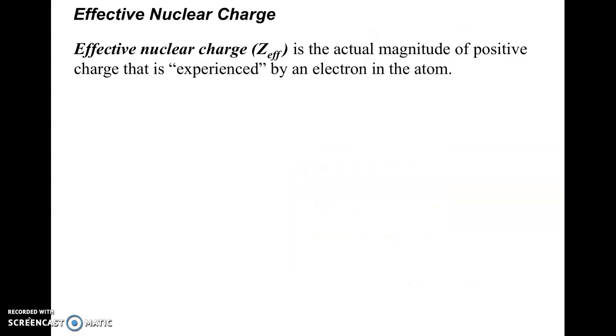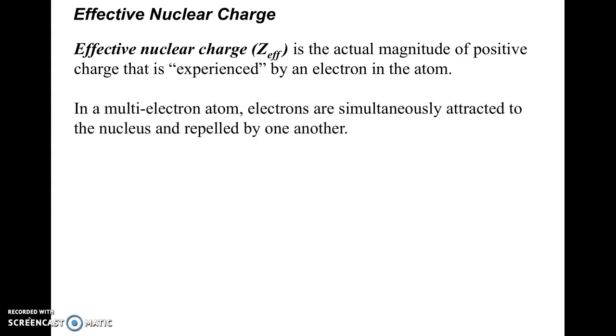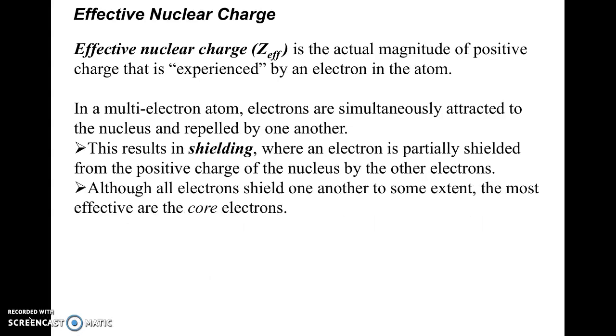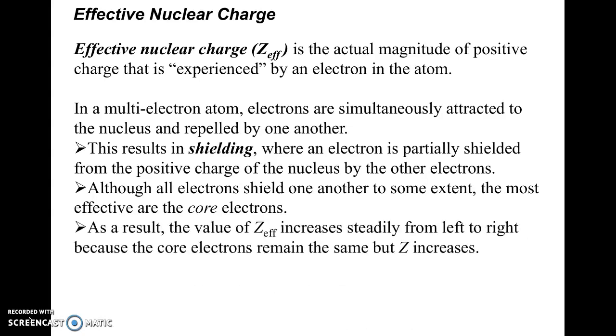So first off, we're going to talk about the effective nuclear charge, and that's actually the positive charge that any electron sees in an atom. So if you have an atom or an element with multiple electrons, they are simultaneously attracted to the nucleus and repelled by one another. The result is that there is shielding. So electrons that are closer to the nucleus sort of cover up part of the positive charge in the nucleus, and the outer electrons don't see it. And so core electrons, which are the electrons in a closed shell, are very effective at shielding.